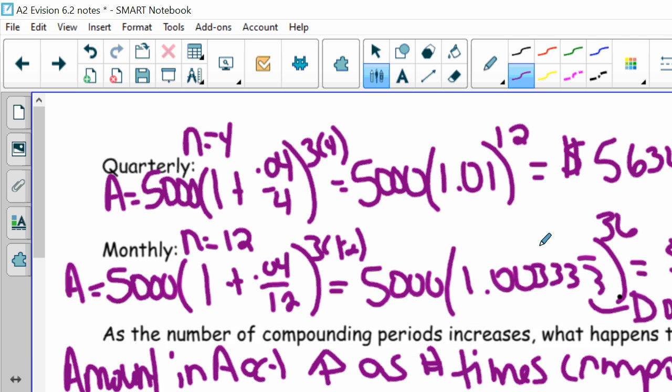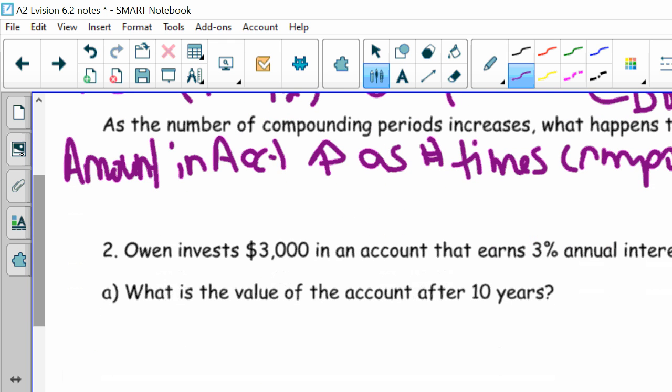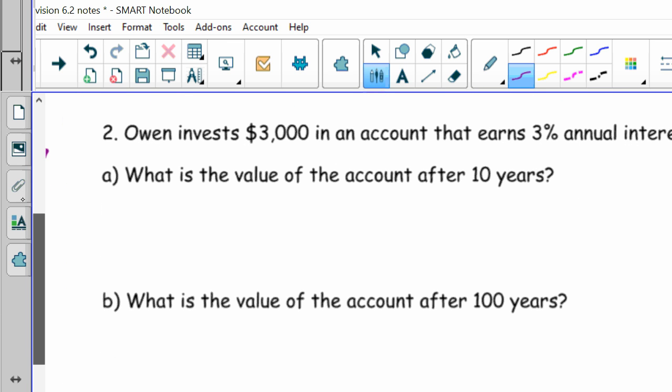So the more times your interest can be compounded, the more money you're going to earn, the better it is for you. So let's try some more of those. It says Owen invests $3,000 in an account that earns 3% annual interest, compounded monthly. What is the value of the account after 10 years?